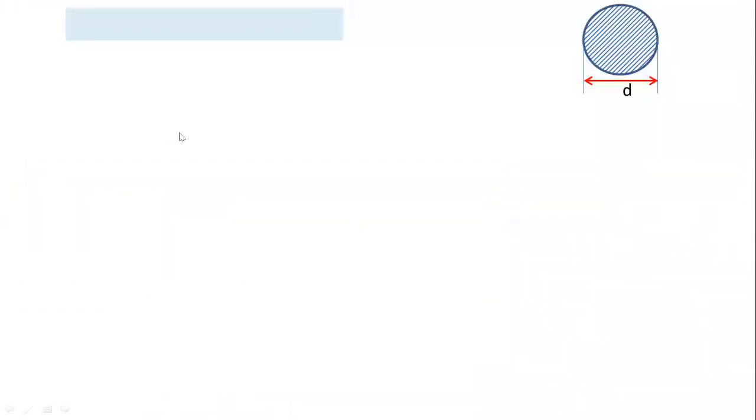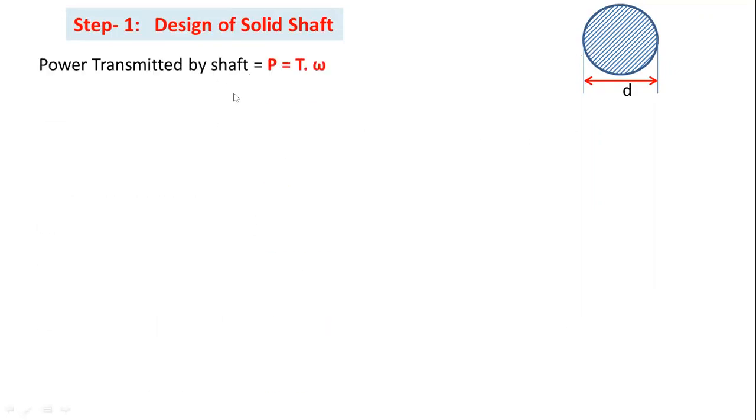Now you have to apply 5 steps for design of flange coupling. Here I consider step 1, that is the design of solid shaft. For design of solid shaft, you have to consider the power transmitted by the solid shaft. Here P is the power transmitted by the solid shaft and T is the mean torque. Omega is the angular velocity.